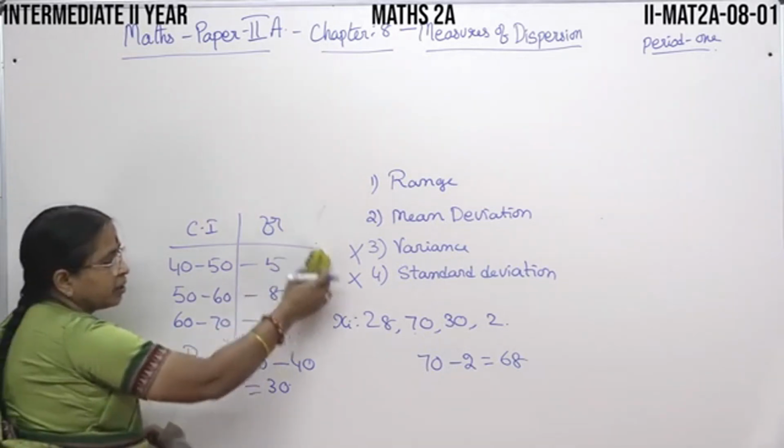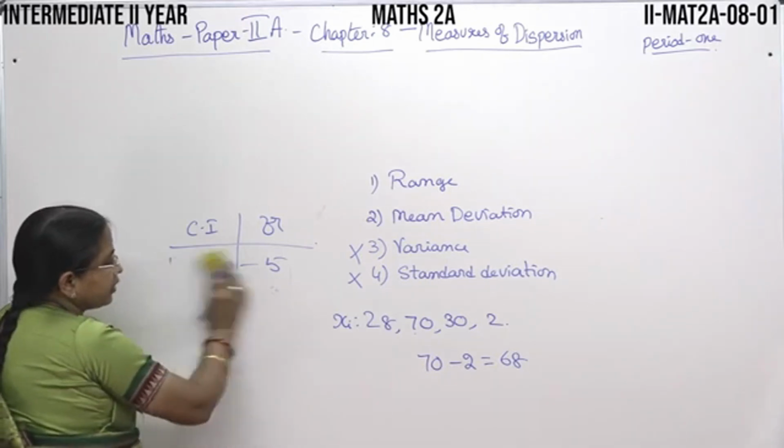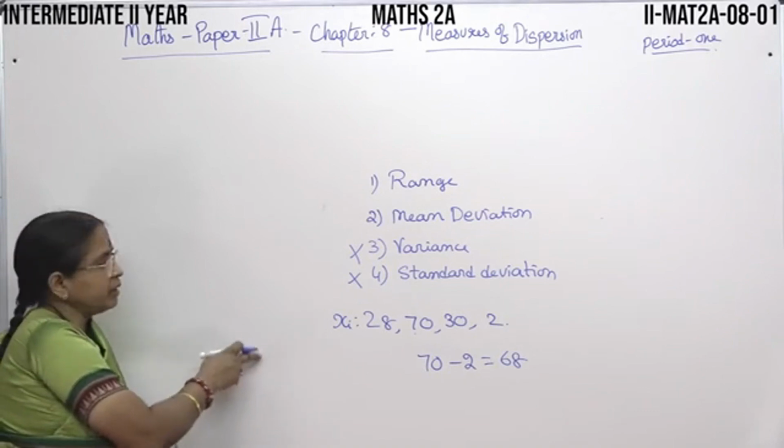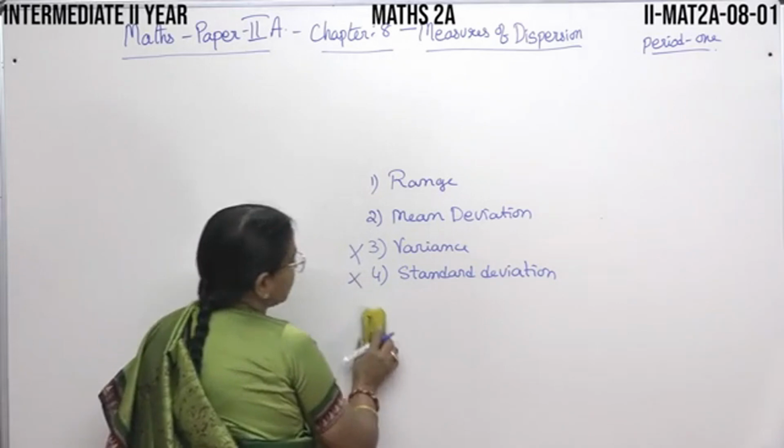So the range for ungrouped data is maximum value minus minimum value. The range for grouped data is the upper limit of the largest class minus the lower limit of the smallest class. Like that we find the range.